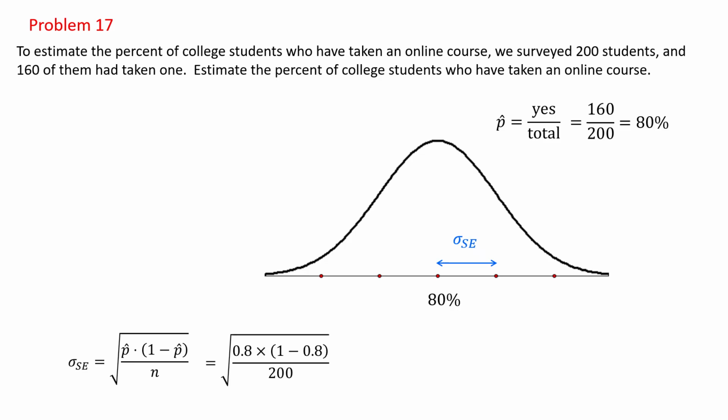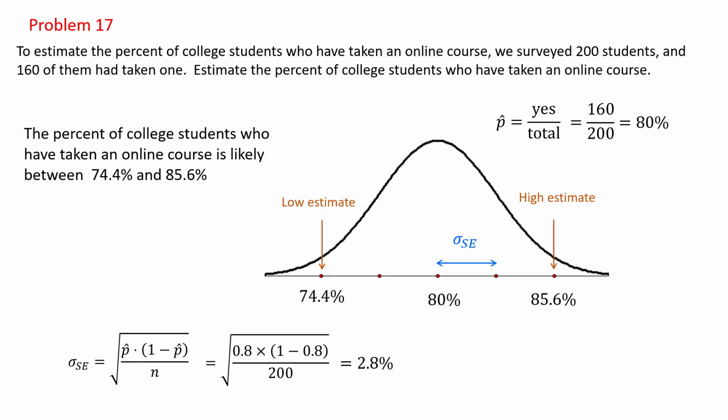Plugging in 80% for p hat and 200 for our sample size gives us about a 2.8% sampling standard deviation in this problem. Now, to get the high estimate, you would just take 80% plus 2.8 plus 2.8. And to get the low estimate, you would do 80% minus 2.8 minus 2.8. Then just summarize in a sentence what it is you calculated, and you're done.